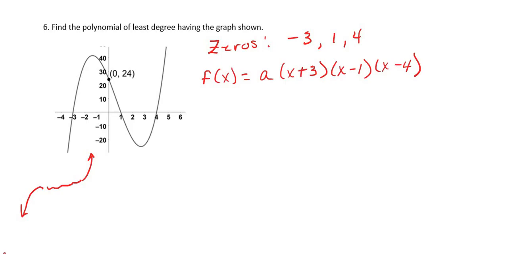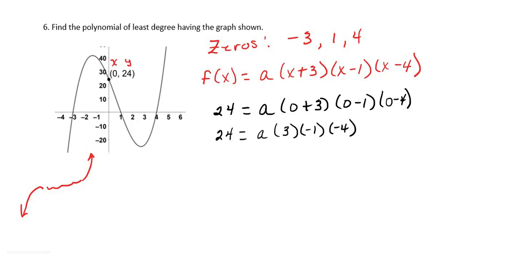So I'm going to use this point (0, 24). I'm going to replace x with 0 and f(x), or y value, with 24. Simplify what is in the parentheses. Multiply what's in parentheses. And now we need to divide both sides of my equation by 12, and I get A to be 2. So I put that back into my general form for the equation.